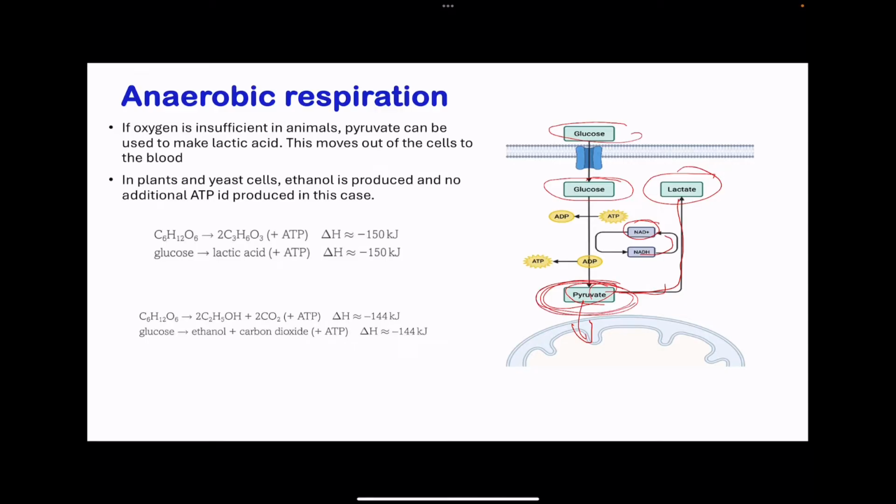And in plants, the pyruvate is going to be converted into ethanol in the process of fermentation. Here, still small amounts of ATP are going to be produced. Carbon dioxide is also going to be produced. So we can see the equations for both processes. In animals, we can see glucose is converted to lactic acid, which is lactate. Some ATP is produced. And in plants, we can see glucose is going to be converted to ethanol and carbon dioxide. This occurs in plants as well as in yeast cells.